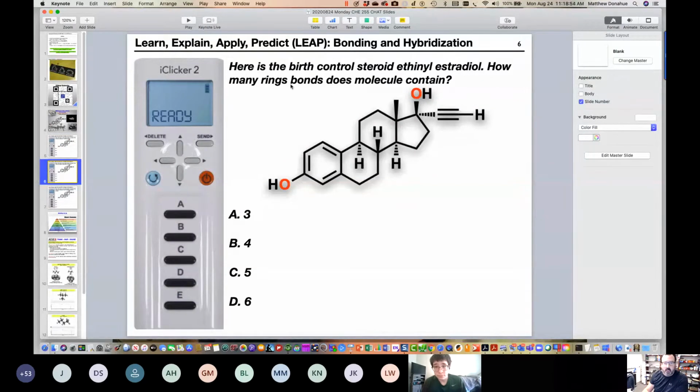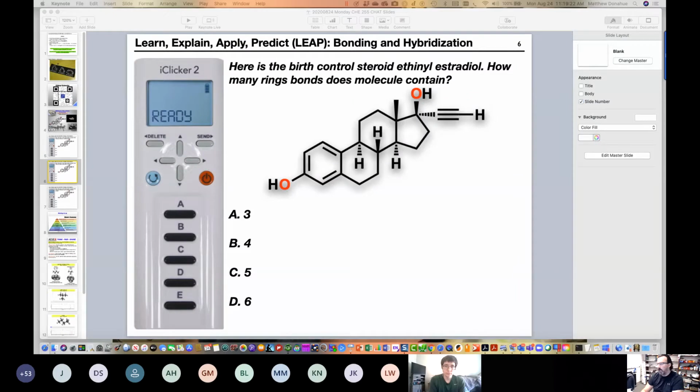Okay, so our next question, it's changed a little bit. How many rings does the molecule contain? How many rings? The correct answer is B, as in boy, or 4. We have 1, 2, 3, 4 rings. So if we add those two numbers together, 5 plus 4 is 9.